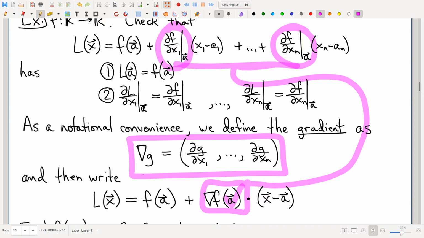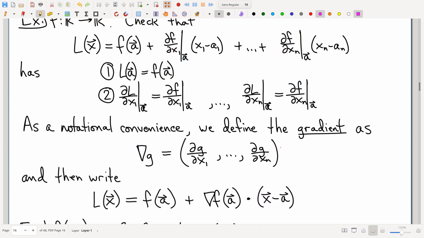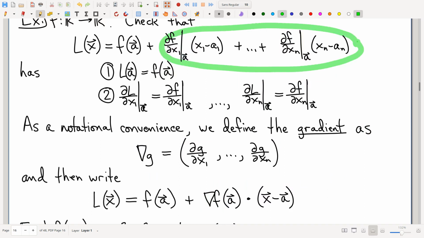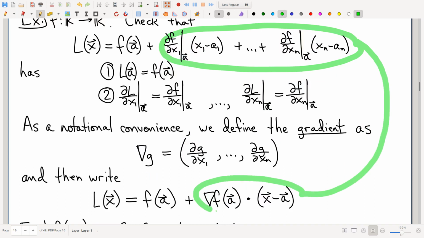In this context of our development of ideas, I'm choosing to do that just because it makes it more convenient to write down the linear approximation. And in particular, all of this great big lots of stuff is much more compactly written down like this. Is everybody with me? Okay.